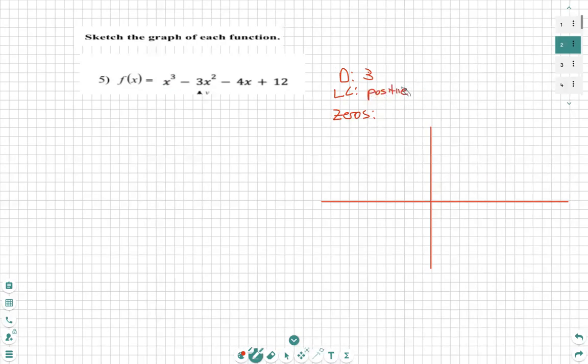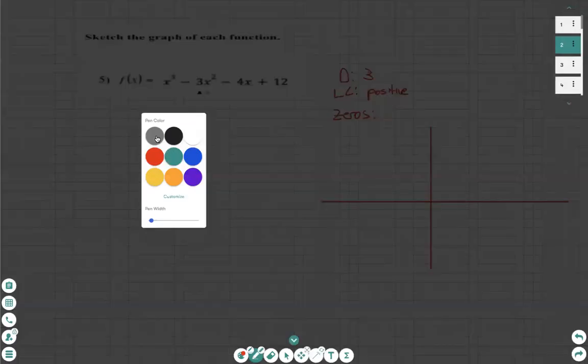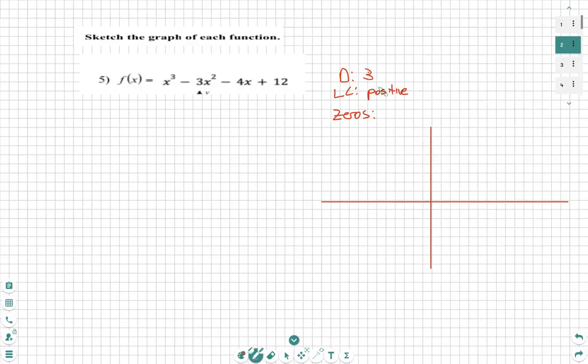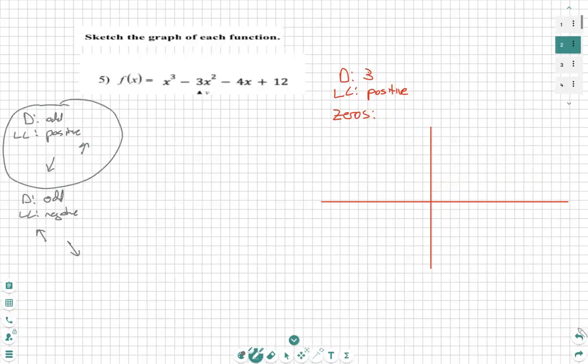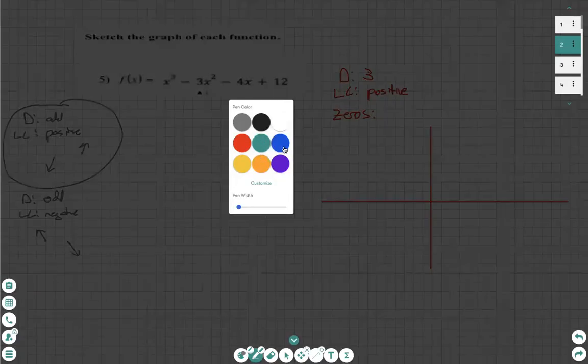What we have to recall are some of the rules of end behavior. When the degree is odd and the leading coefficient is positive, we know that the end behavior acts like this. When the degree is odd and the leading coefficient is negative, we know that the end behavior flips. So we have this end behavior for our current function.